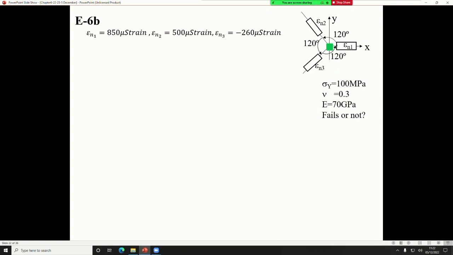Now, question 6B. We have the same measurements, except the rosette is different. Obviously, this is a completely different example. They're not related at all. Say these three measurements have come from these three strain rosettes. The first one is zero. The other two are 120 degrees with respect to each other.